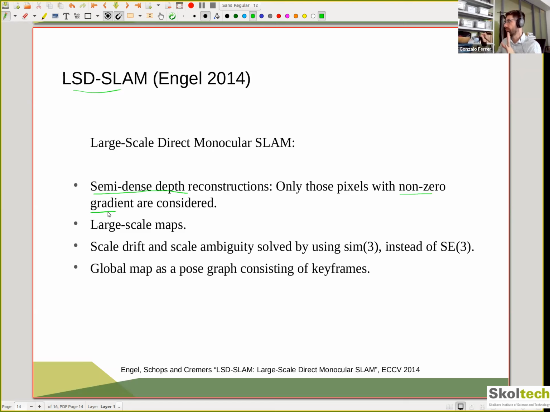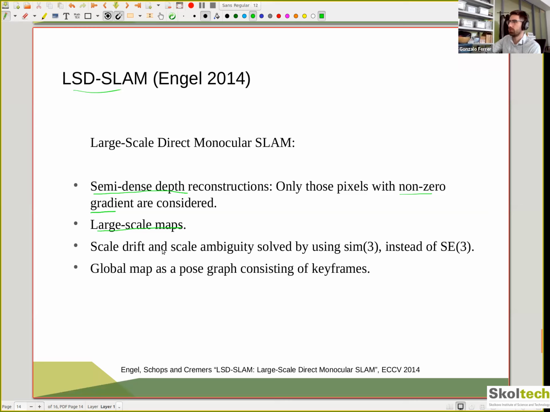So if you have white texture, it's going to be very hard to get any information from there. You can, and that's what I was saying before, that the optimization involved was complicated. But this basically reduces the requirements. You don't have to calculate so many points, only those that have a strong signal. And why is that? Because later you are going to be reobserving them. So in this paper, they were aiming at large scale maps.